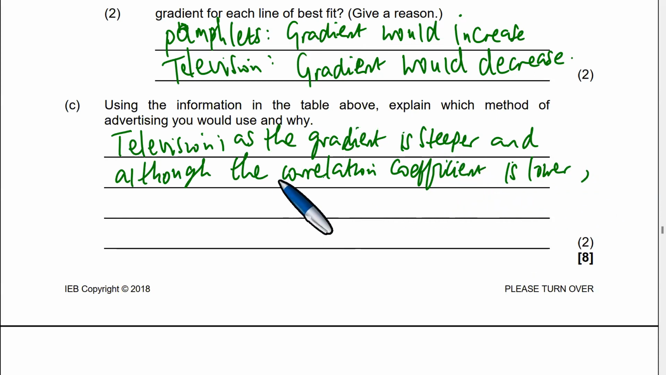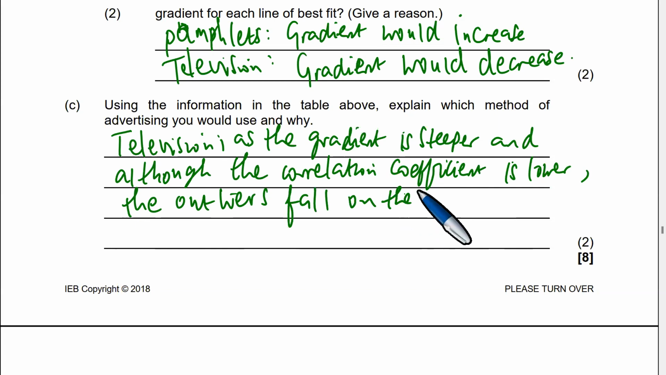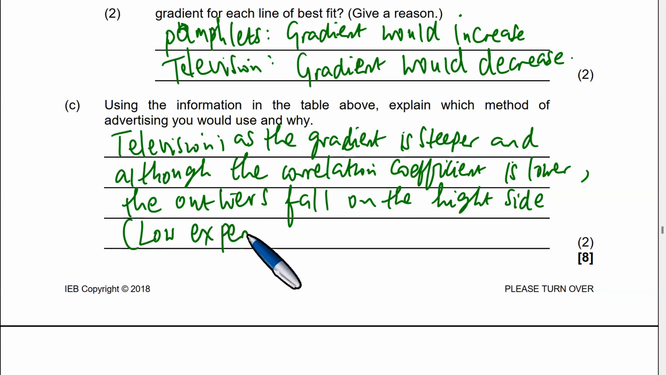As the gradient is steeper, although the correlation coefficient is lower. You can see that the outliers fall on the high side. They fall on the outside. Like we said, low expenditure, going to the table, low expenditure, high sales.